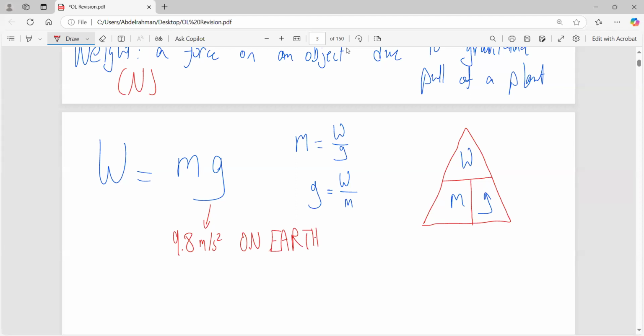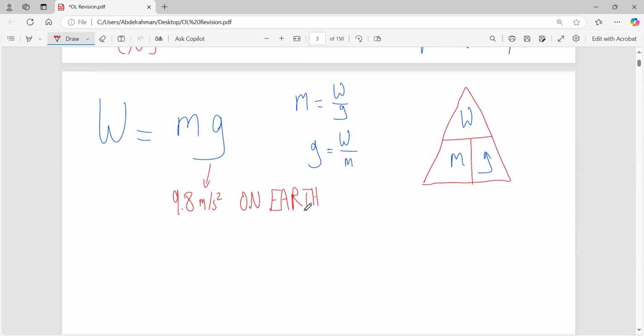But Mr., we had some questions telling us that the G was 10. Okay, this is the old syllabus. But for the new syllabus, the G is 9.8 meters per second squared. It's a constant. You have to memorize this number. You must memorize the number. 9.8 meters per second squared on Earth.